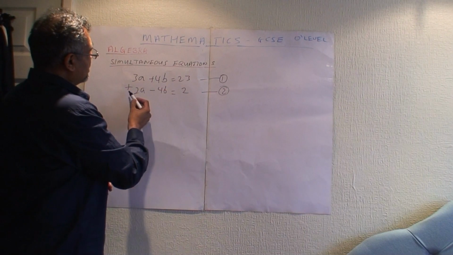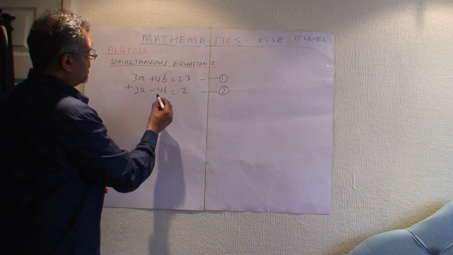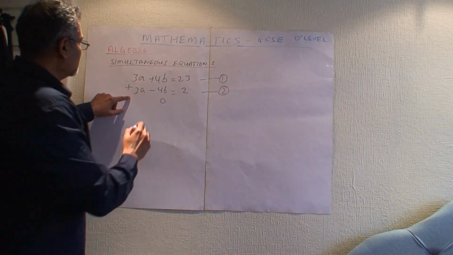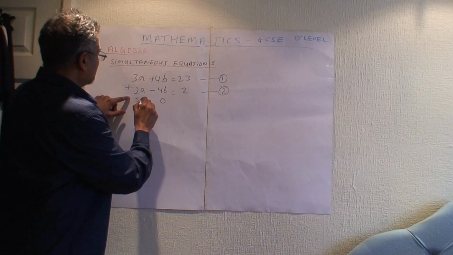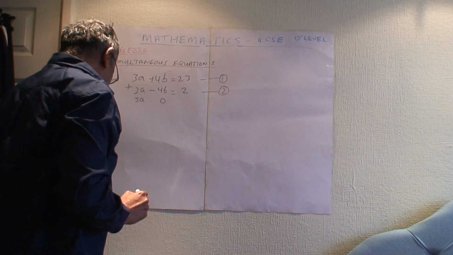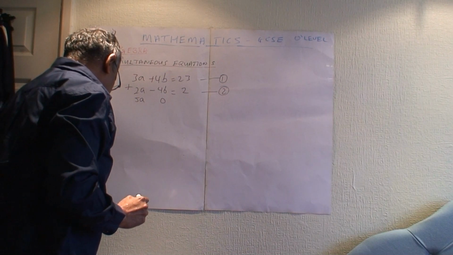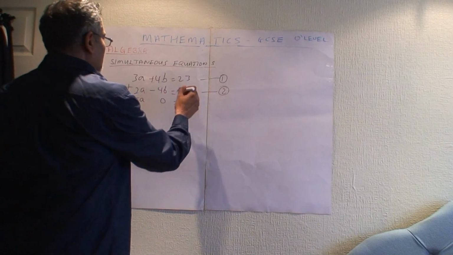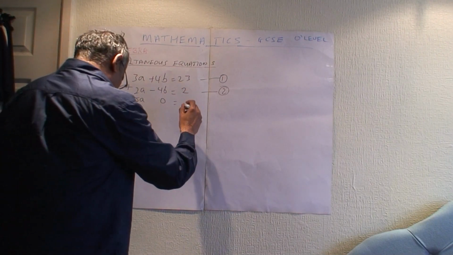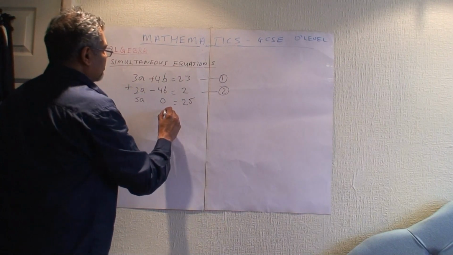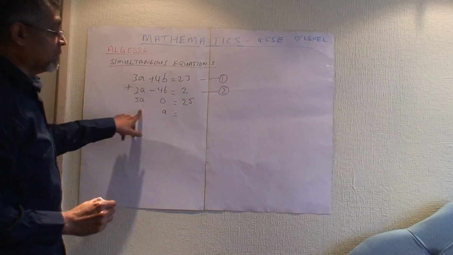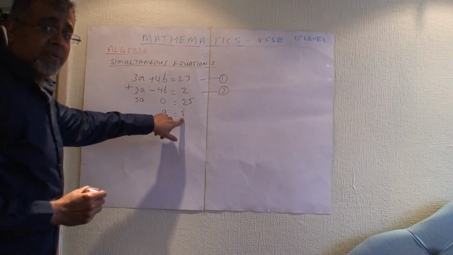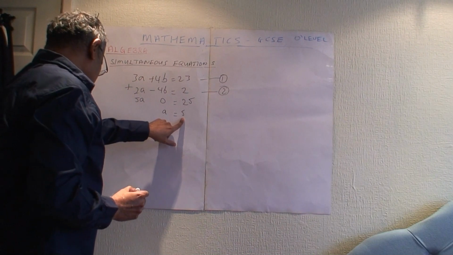So 4b add negative 4b, you're left with 0. This one, 3a plus 2a, is 5a. 5a is equal to, you have to add 23 and 22, we get 25. So a, you divide both sides by 5, 25 divided by 5 is 5. So we know the value of a is 5.